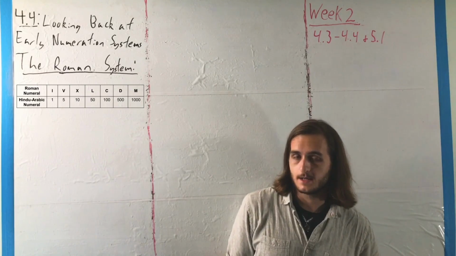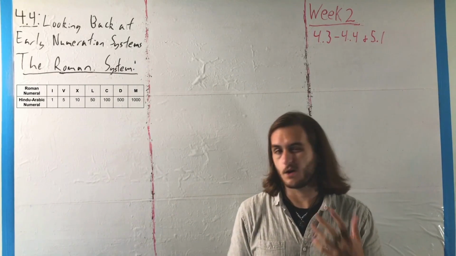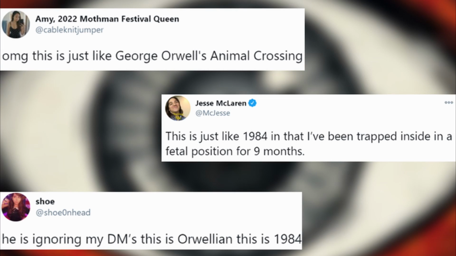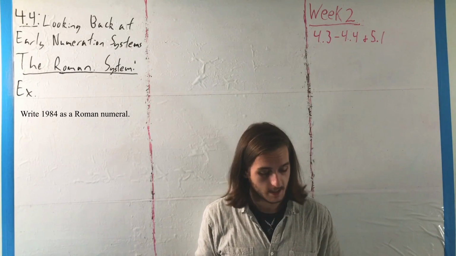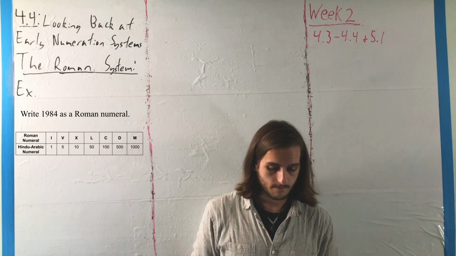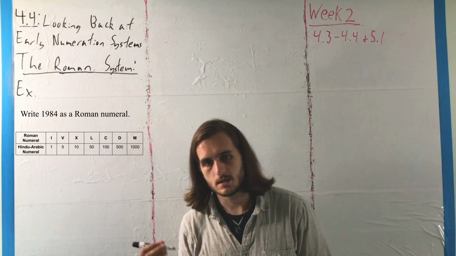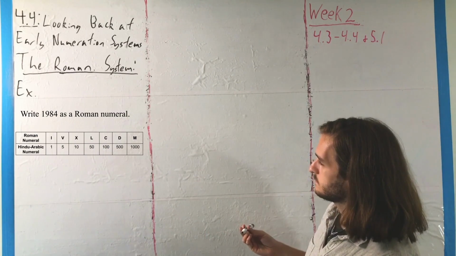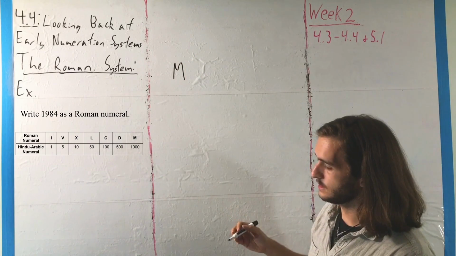But anyway, let's take a look at a couple of examples with what is hopefully the system we already know the best. So first, we want to write 1984 as a Roman numeral. Very Orwellian of us. But for this, what we're going to need is 1,000, 900, 80, and 4, where, again, we're going from left to right in descending order. So, if we need 1,000, that means we need an M.